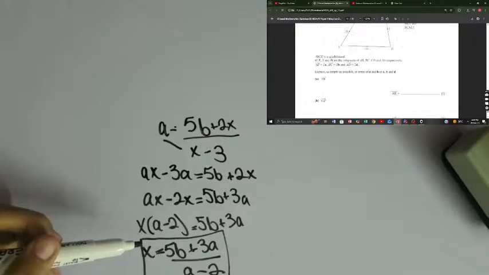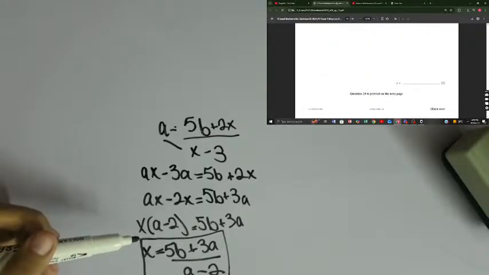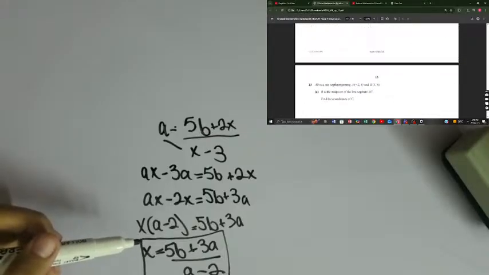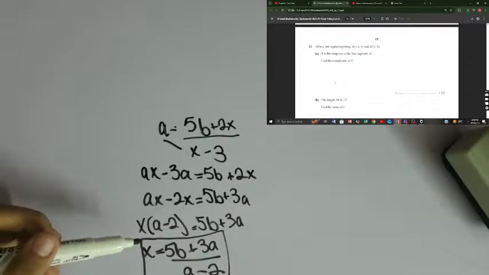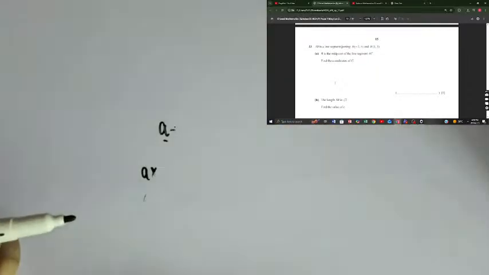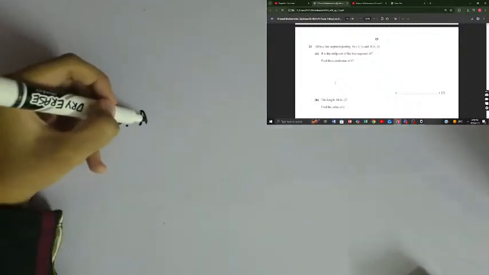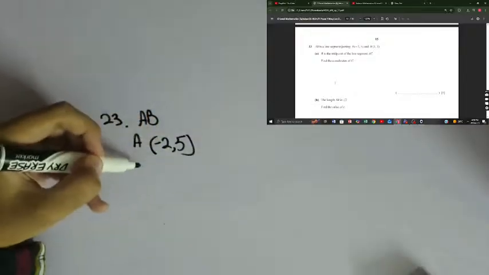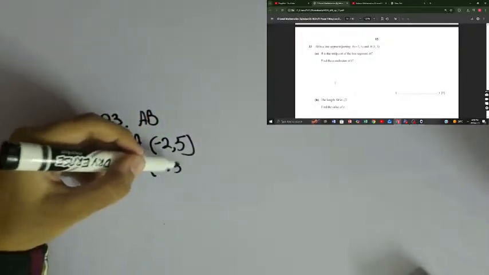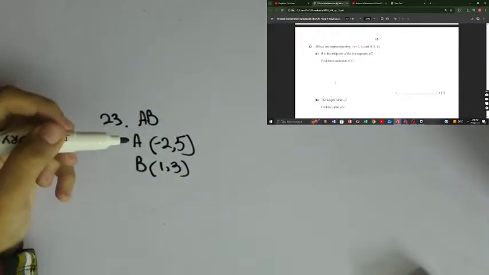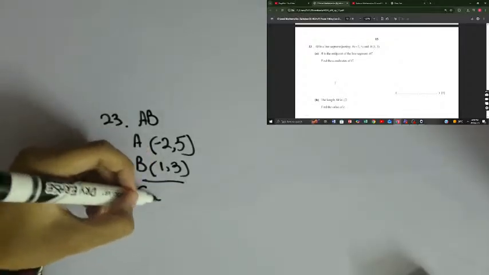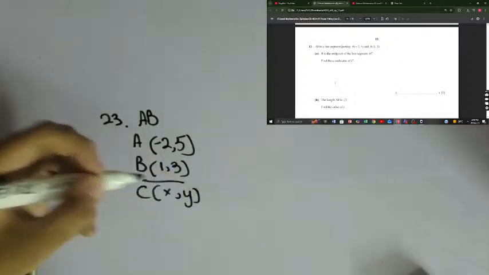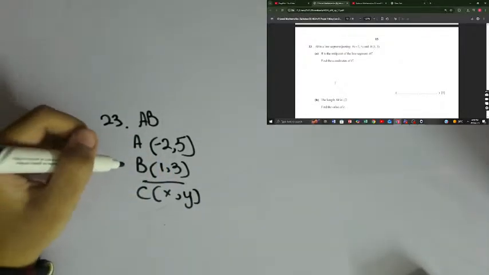The next question is one of coordinate geometry, so let's do this one. Okay, so we have 23. AB is a line segment that joins A, which is minus 2, 5, and B, which is 1, 3. B is the midpoint of the segment AC. So if B is the midpoint and we need to find the coordinates of C, which we'll just label as xy for now, let's find C.